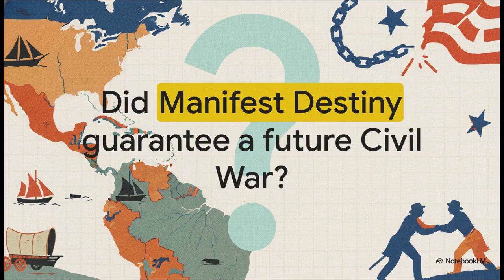Which leaves us with this final thought. The Mexican-American War achieved the ultimate expansionist dream, stretching the United States from coast to coast. But by acquiring all of that brand new territory, the nation immediately began tearing itself apart over whether or not slavery would be allowed to expand into it. So I want to leave you with this question. Did the very victory that fulfilled America's manifest destiny inevitably guarantee its own devastating civil war? Think about that for a bit.